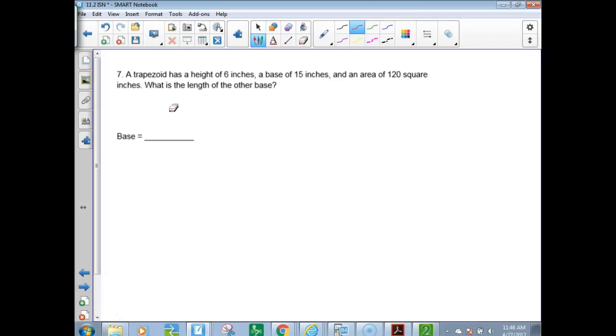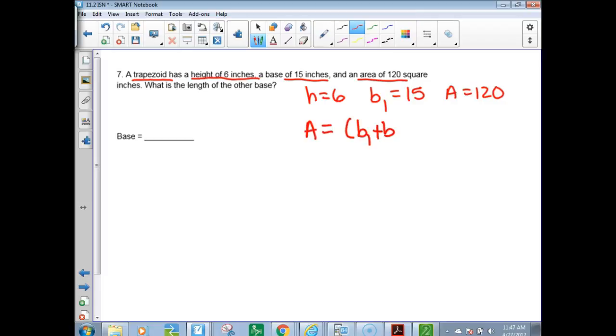We have one more problem to fill out in our ISN, and it's involving a trapezoid. I am just going to start writing down everything it says we have. The height is 6 inches, so h equals 6. One of the bases is 15, so I'll let it be B1. And the area, which we use A for, A is 120. The formula for the area of a trapezoid, I'm just going to copy down, is B1 plus B2. The bases are added, divided by 2, and then multiply by the height.